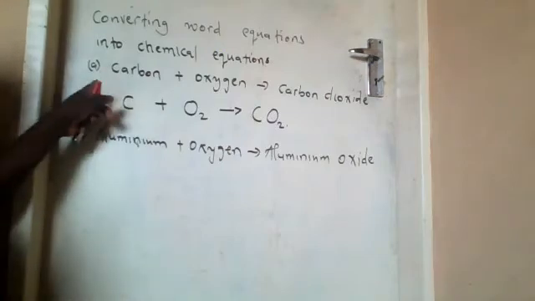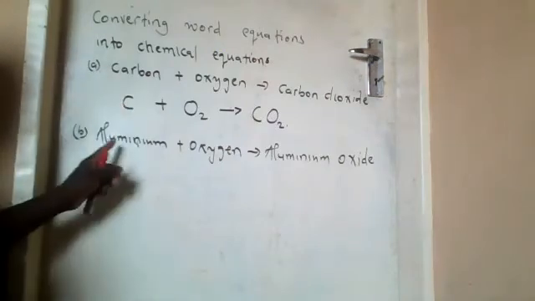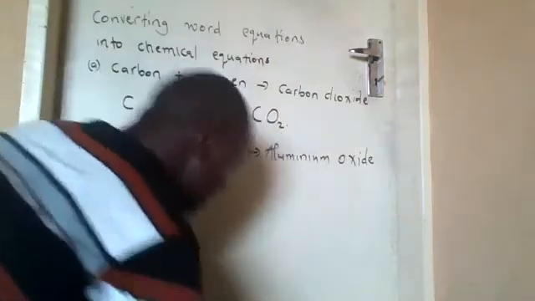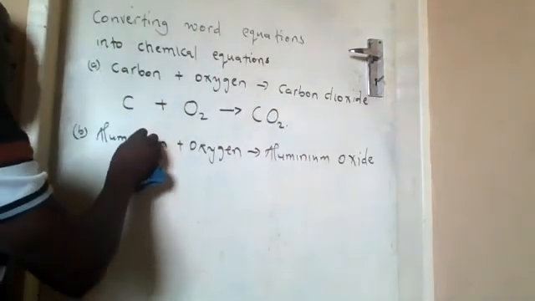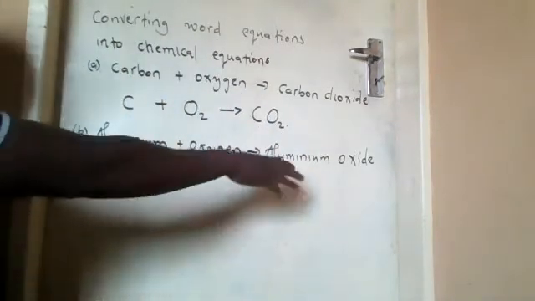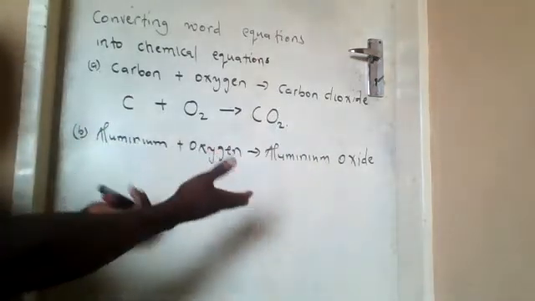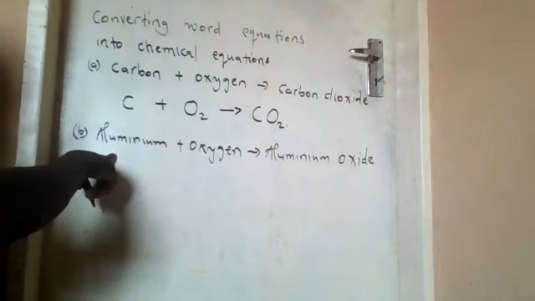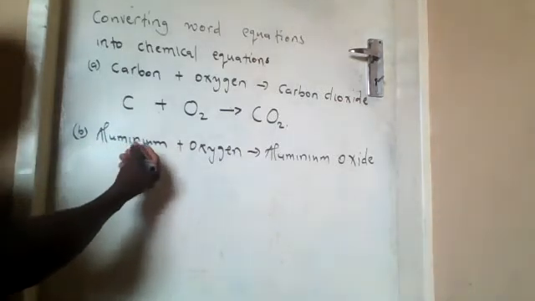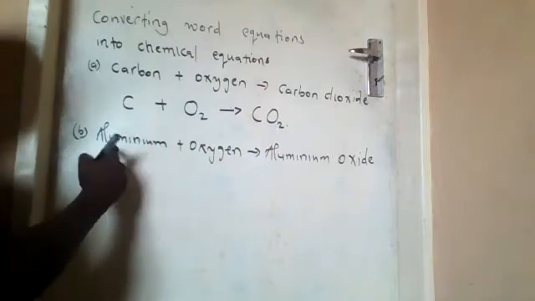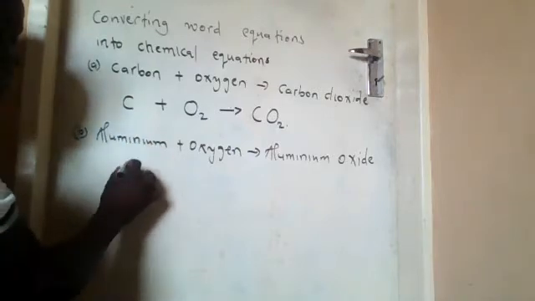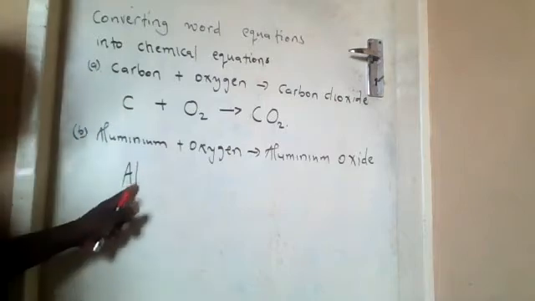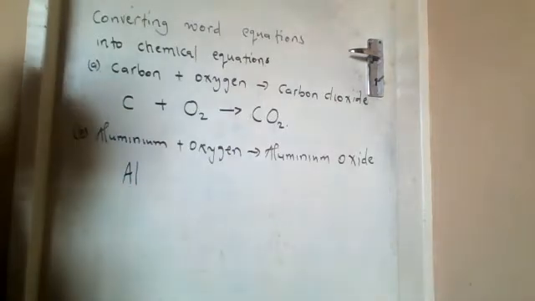The same thing that we did for the first equation is the same thing that we're going to do for the second one. The first thing we have to do is identify the elements, or the entities, that are written in here. We have aluminium, so we know how to write it. From the periodic table, the symbol for aluminium is written as Al, a capital A and a small l.